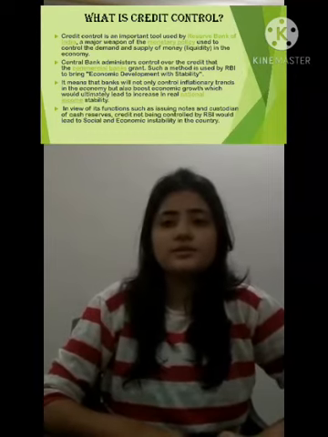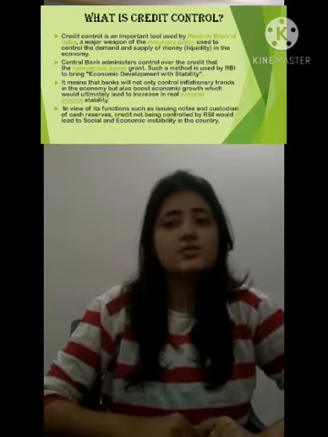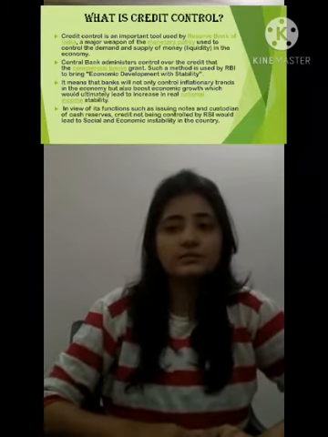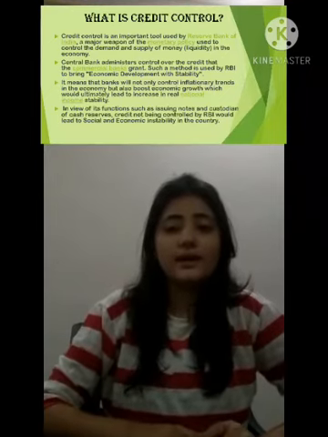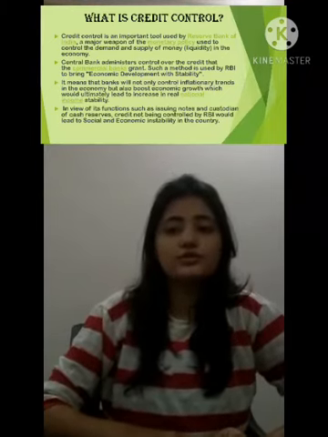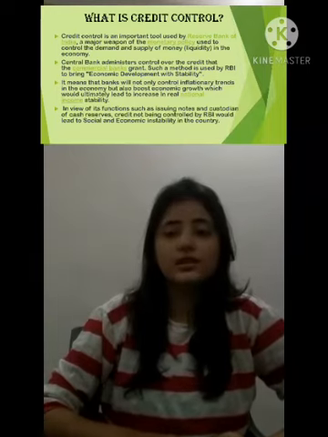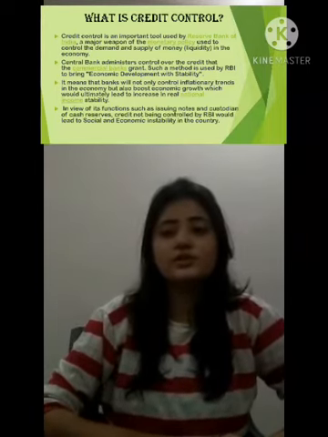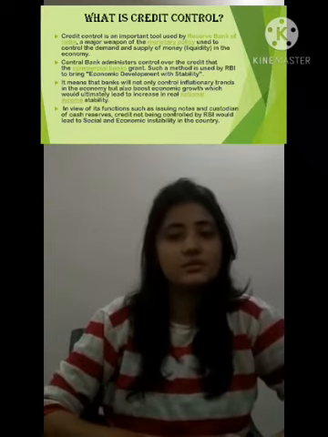The central bank administers control over the credit that the commercial banks grant. Such a method is used by RBI to bring economic development and stability. It means that the bank will not only control inflationary trends in the economy but also boost economic growth, which would ultimately lead to an increase in real national income and stability.